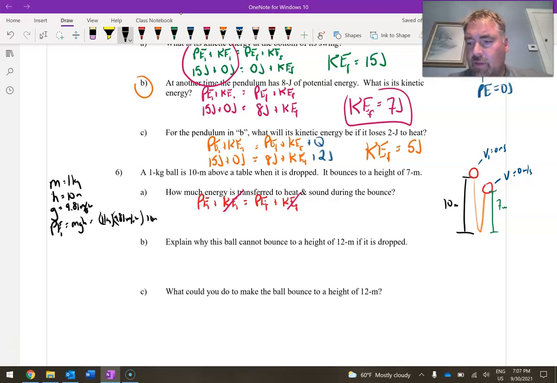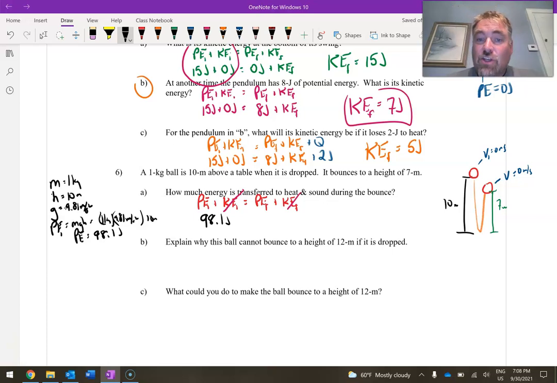So when I get that, I'm going to end up getting a grand total of 29. No, that can't be right. Hang on, let me double check my math here. Sorry about that. I looked at the answer key and said, oh, that can't be right, but I went and did the intermediate math. So 1 times 9.81 times 10, the potential energy initial is going to be 98.1 joules.